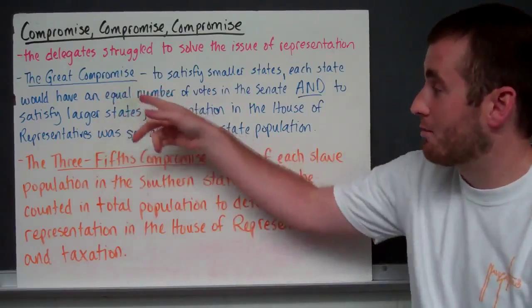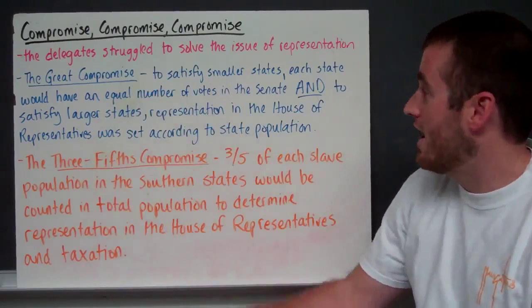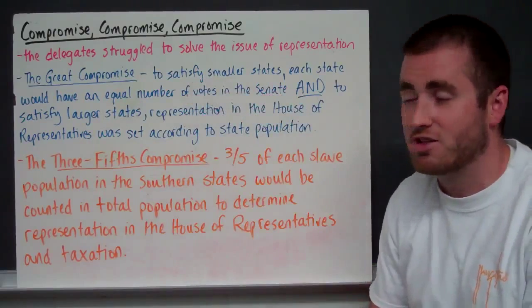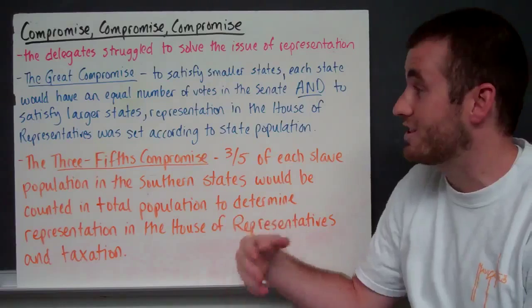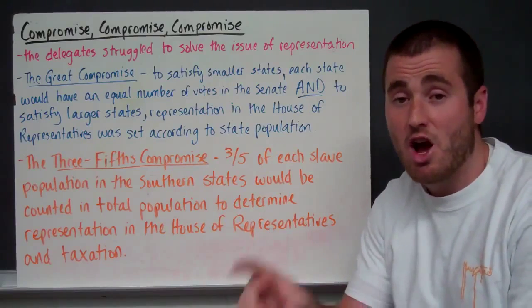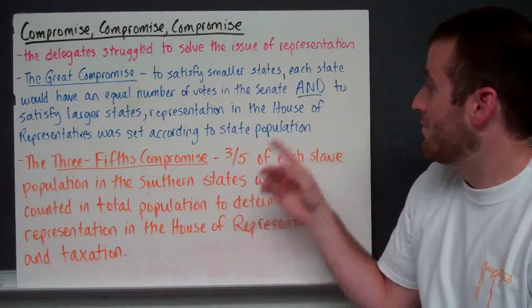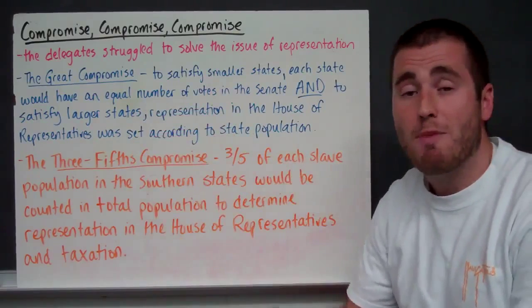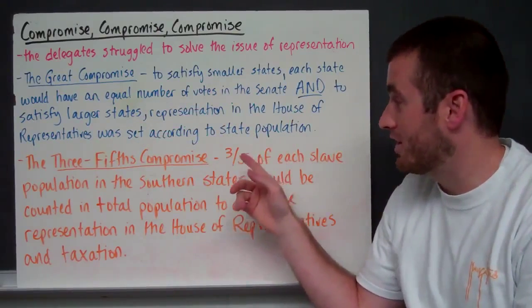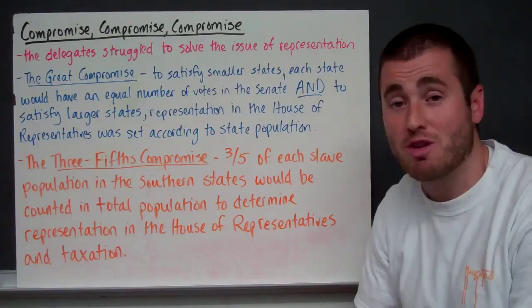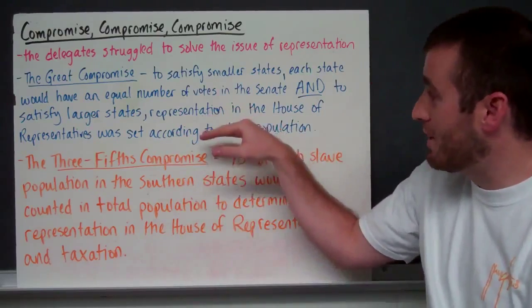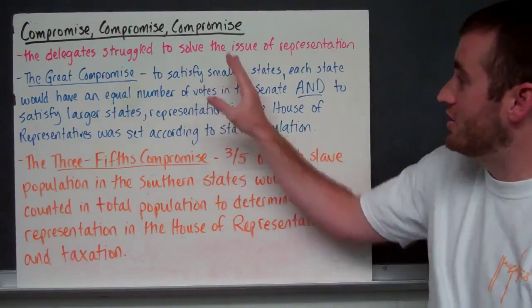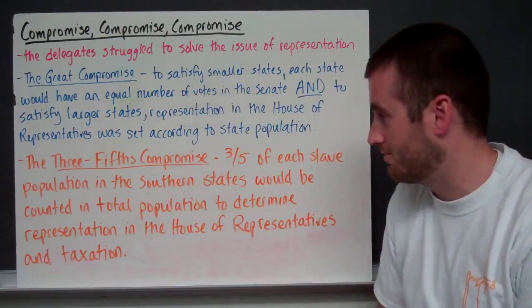So the first compromise we have is the Great Compromise. In order to satisfy smaller states, each state would have an equal number of votes in the Senate. So the Senate, everybody got the same number of votes. To satisfy larger states, population came into play in the House of Representatives. So the representation was determined in the House of Representatives by the state population. All right, so this appeased the bigger states like Virginia, and the Senate appeased the smaller states like New Jersey.